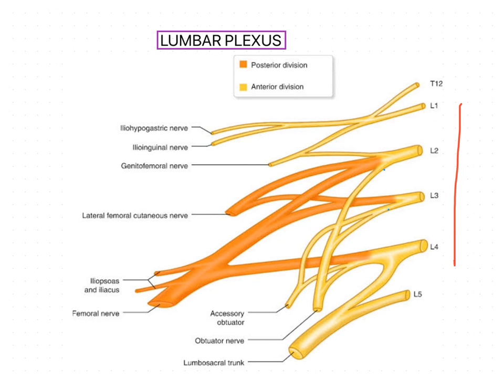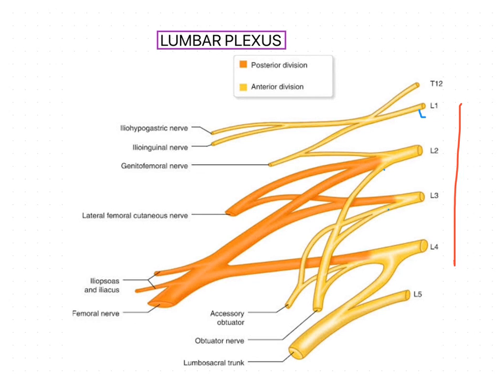Now we will see the branches. I have already mentioned the branches, but some of the branches come from the roots themselves. So what are those branches? Now we will see.